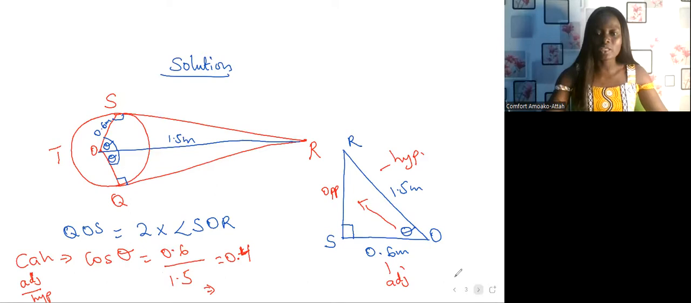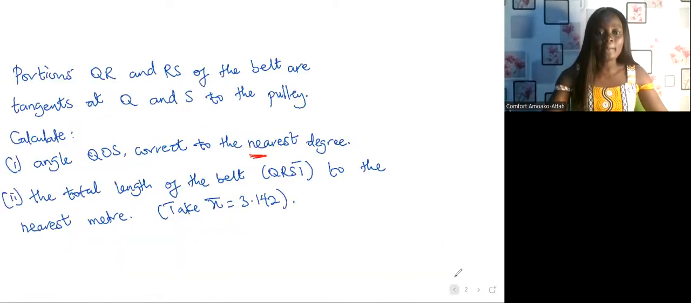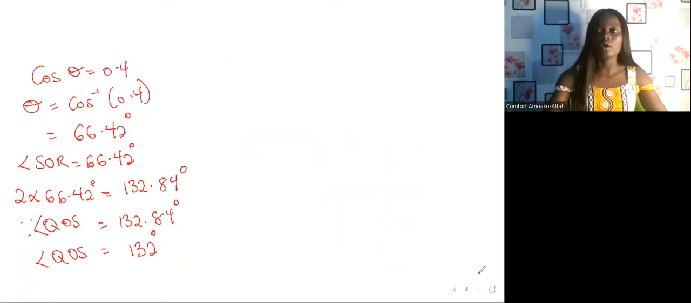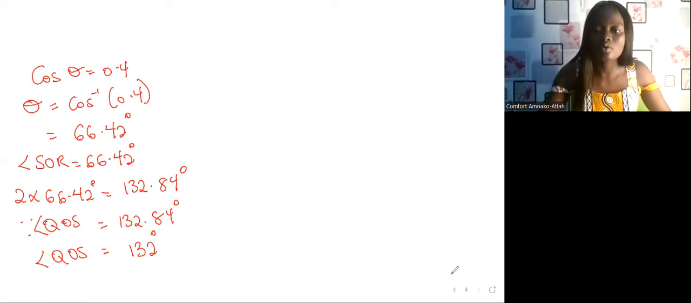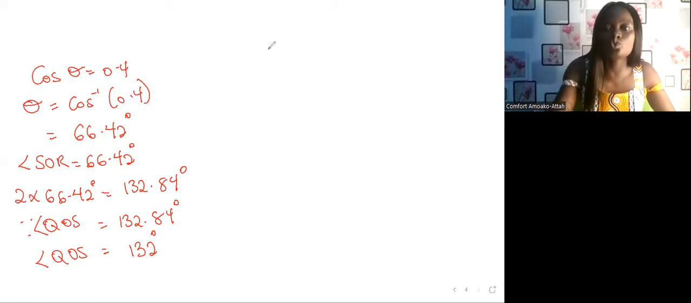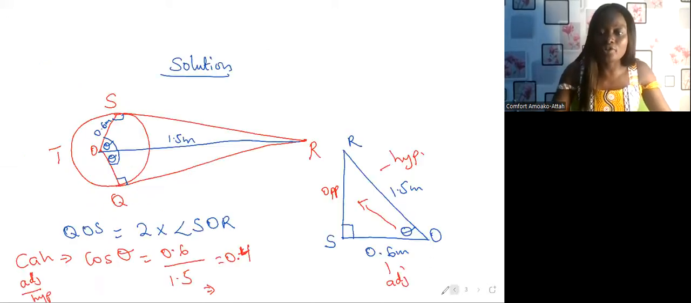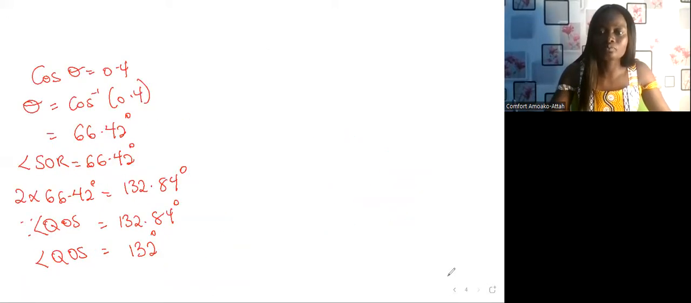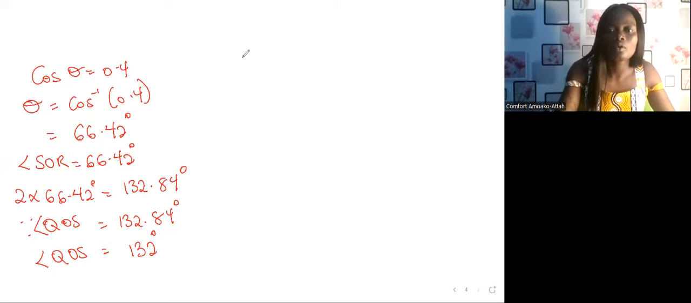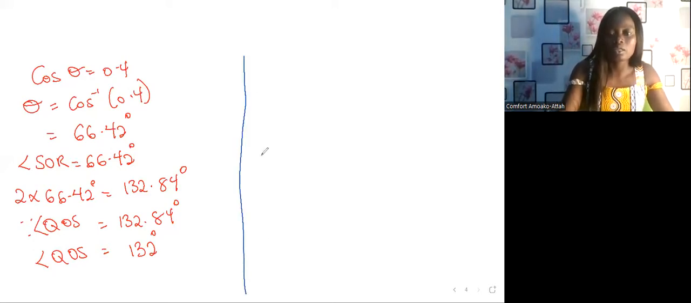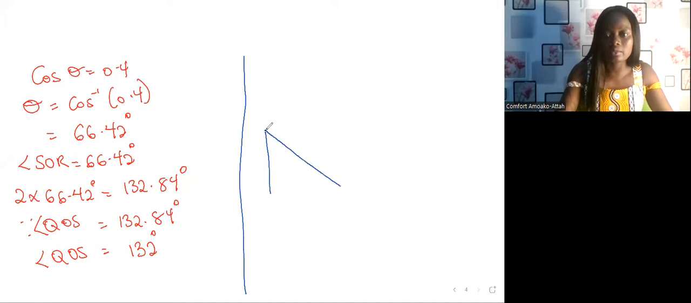Okay, so let's continue. The B part of the question, the second part, is to find the total length of the belt. So how do you find the total? Right, so now let's come to the right angle triangle that we drew over here, this one. Okay, so that was this, right?